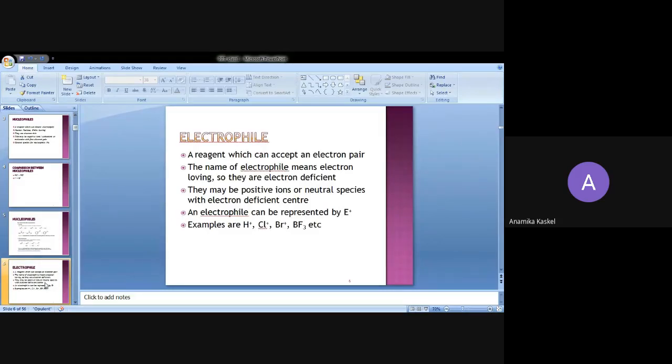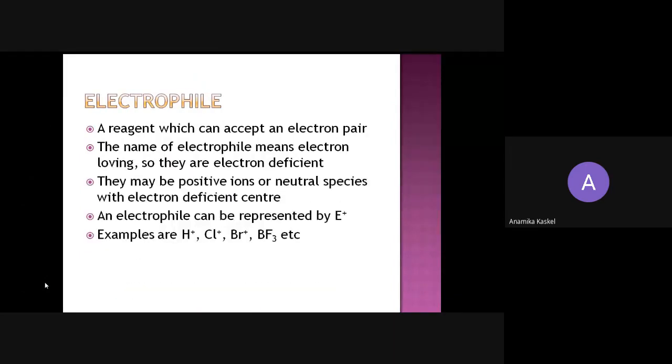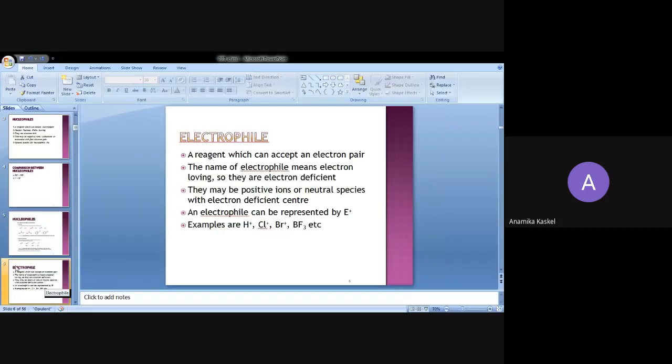This is simple. This is called the electrophile. We discussed the nucleophile; right now we can consider the electrophile. Can anybody from the class give an example of the electrophile? What do you mean by electrophile?